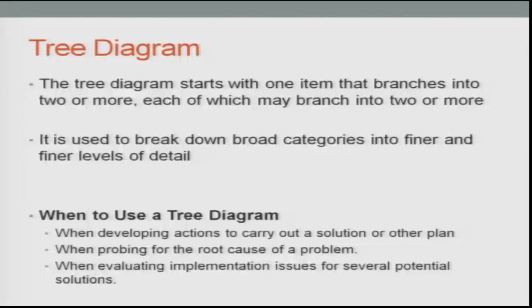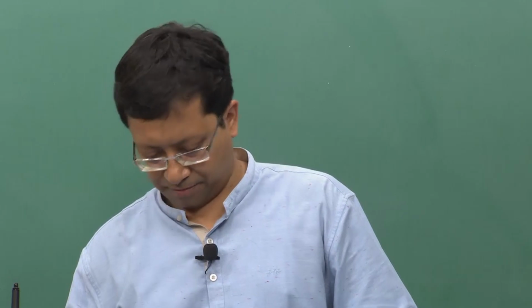When to use a tree diagram? When developing actions to carry out a solution or other plan, when probing for the root cause of a problem, you need to find out what the important factor is which is affecting the whole problem. When evaluating implementation issues for several potential solutions, you break down all of them into their subgroups and then see them on a micro level, to find the important factors based on which you can take a decision.